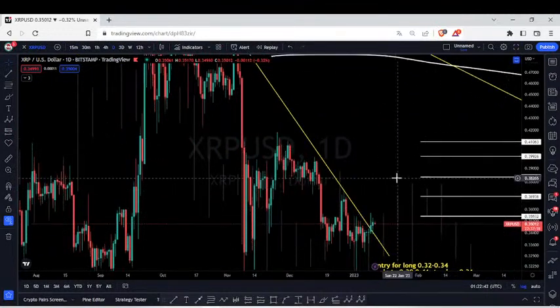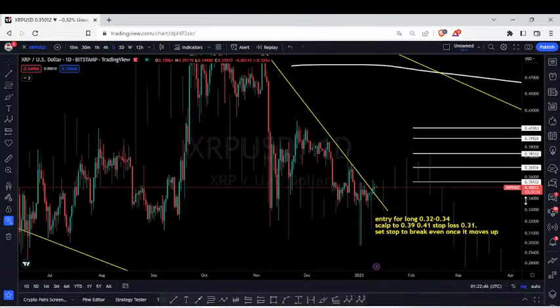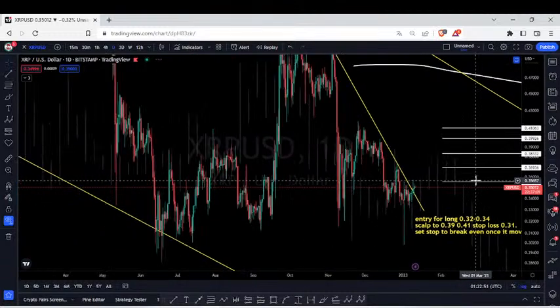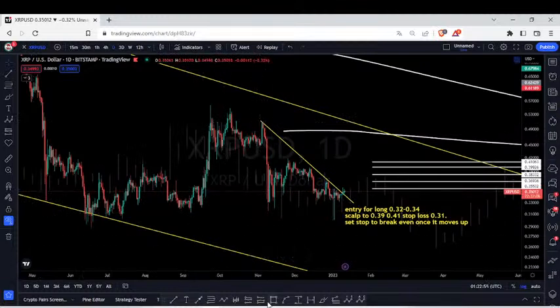Okay, right, so I got a trade here posted on XRP, thinking it might sort of scalp all the way up to 38 to 41 cents. Now I'm basing this off of the fractal and the pricing structure, given the fact that it's at its range low.